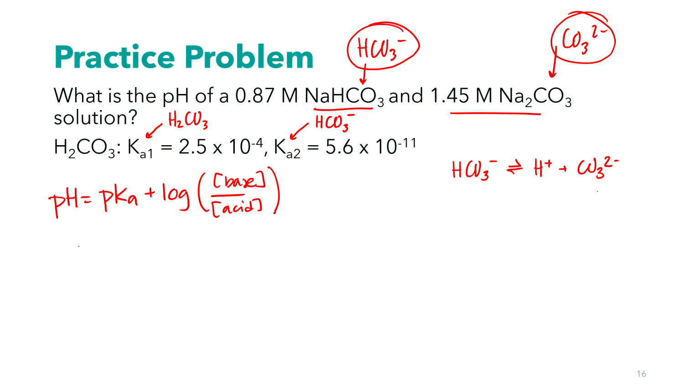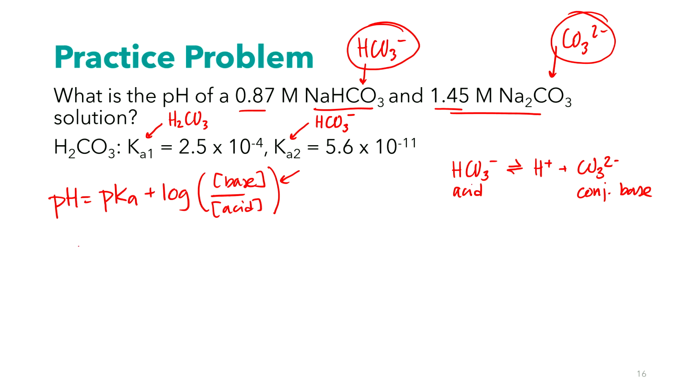How are these two related? When HCO3 minus acts as an acid, it becomes H+ and CO3 2 minus. So I should label HCO3 minus as my acid and my CO3 2 minus as its conjugate base. That's how I am going to decide where to put these numbers in this part of my equation. That 0.87 molar, that's my acid concentration.